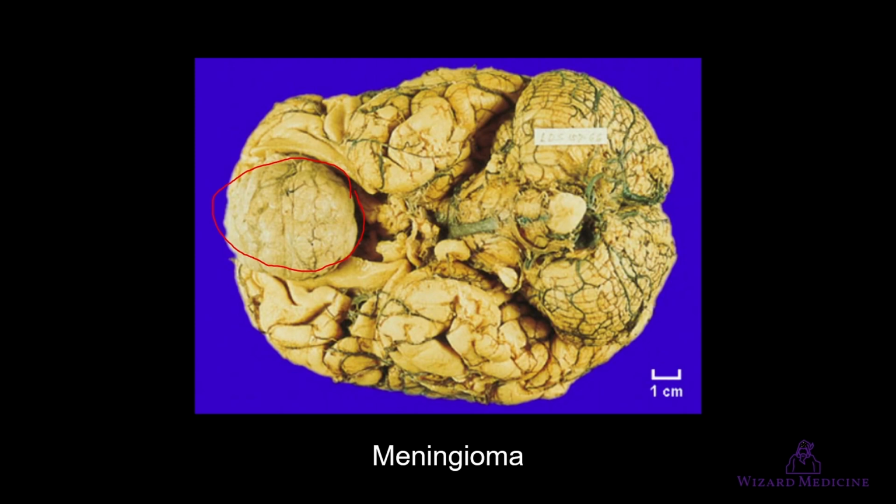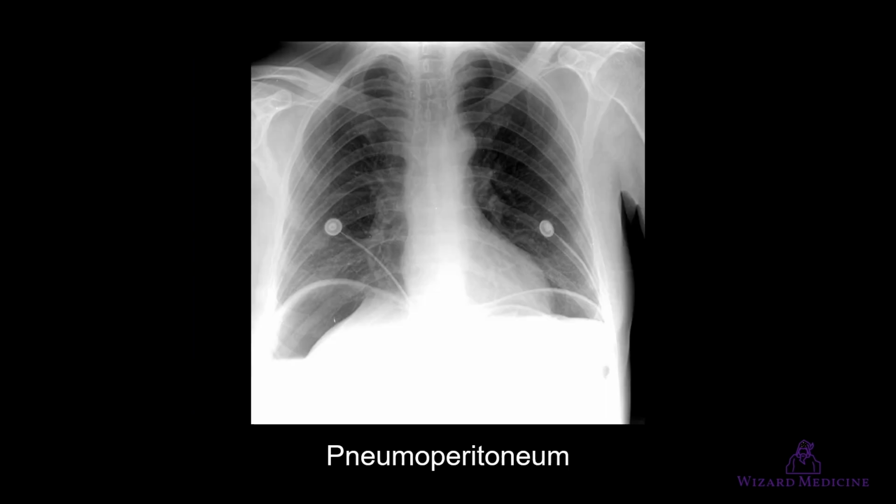This is a meningioma, the most common brain tumor in adults. It is extraaxial and usually presses on the parenchyma underneath it.